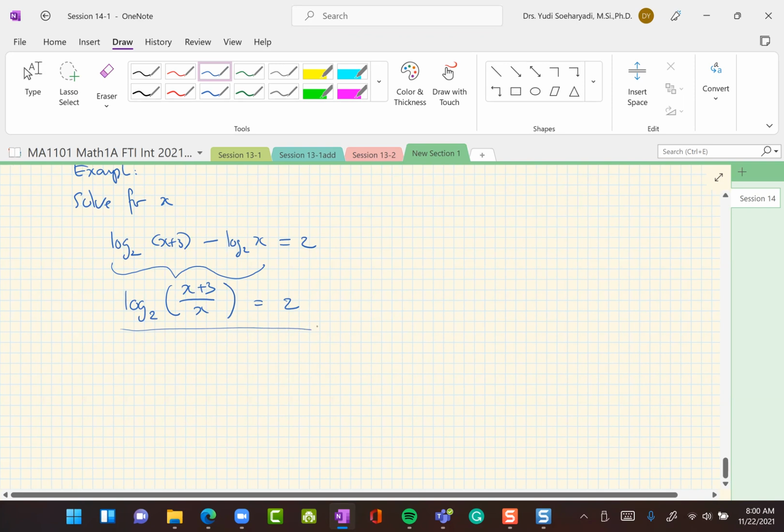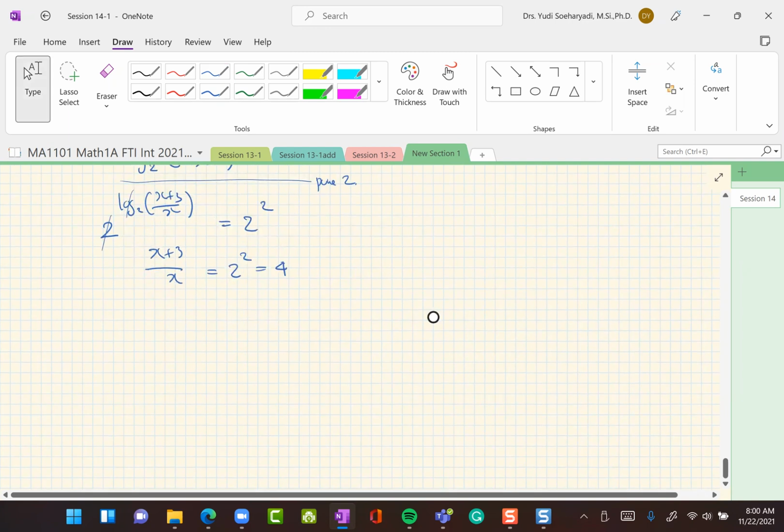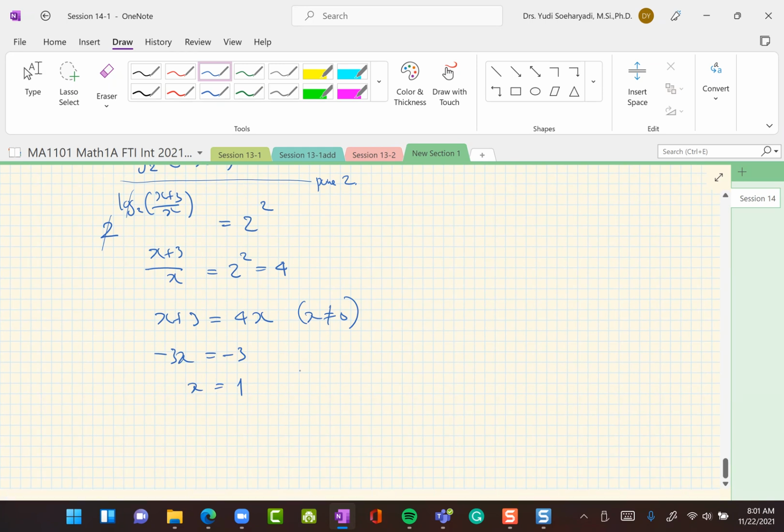Okay, and then take exponent 2. If the exponent cancels the log, you get the equation. So you solve this one. But x is not zero. All right, so you have, let's see, this is x equals negative 1, right? Sorry, what is this? So you get the solution. Okay, example.